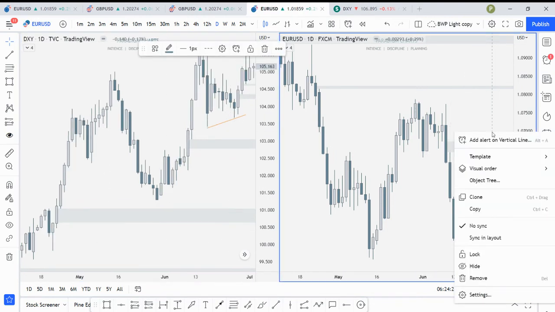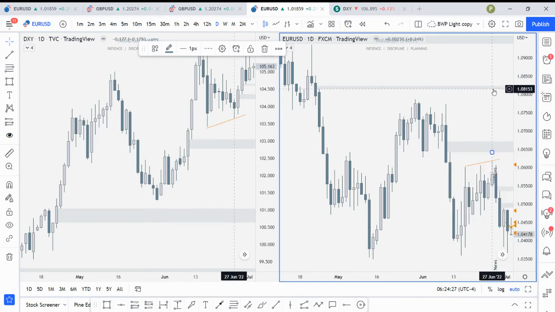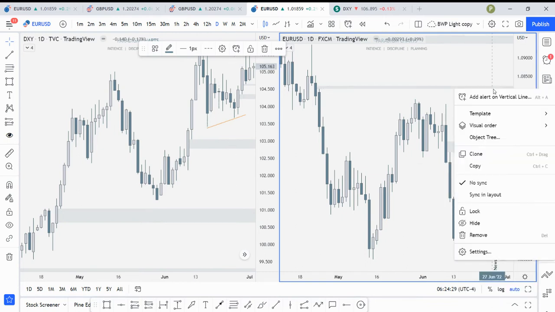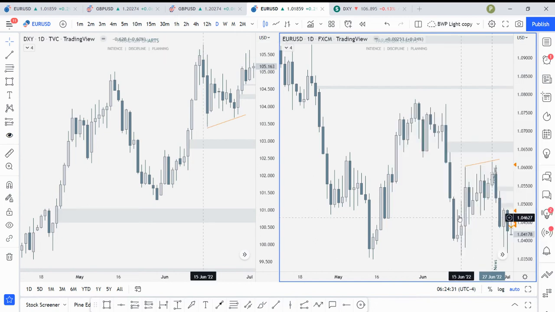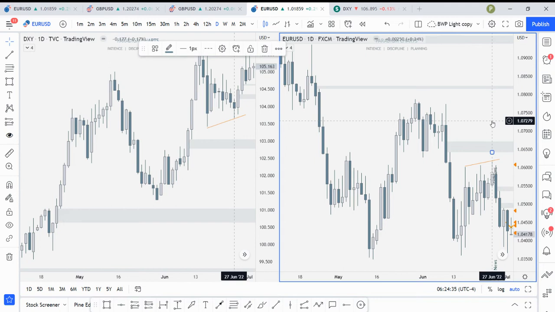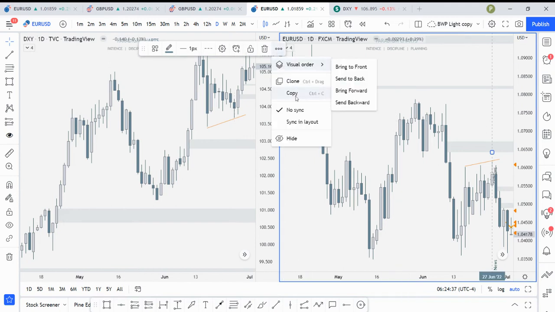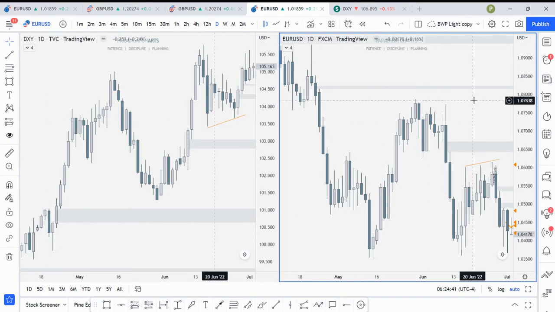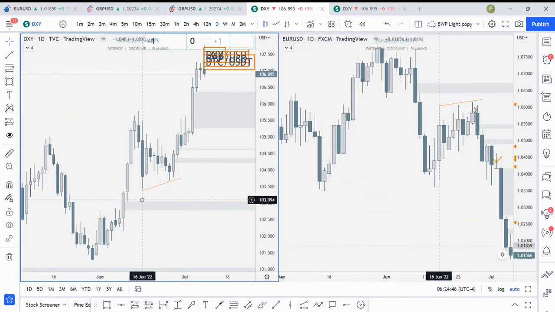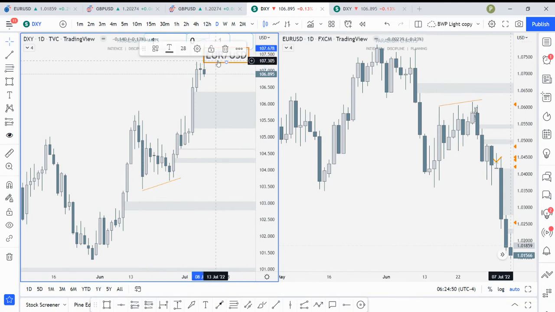Let me delete this. Let me just hide it so that it won't confuse you. Okay, here you can see that I think I'm done with this. Let me just delete it.